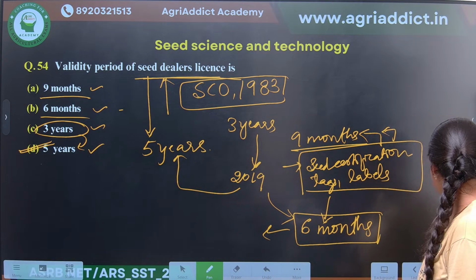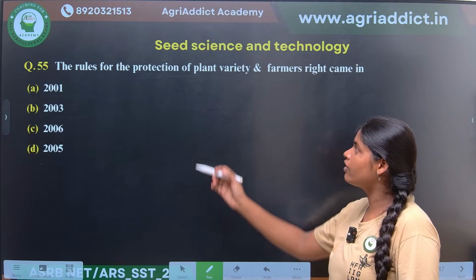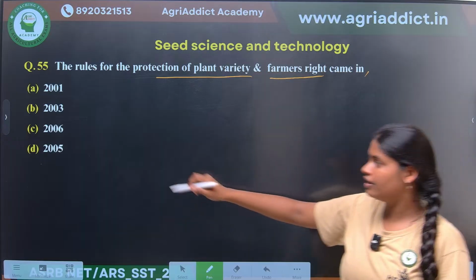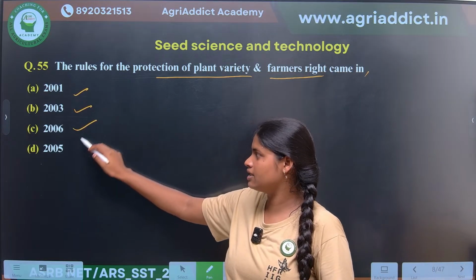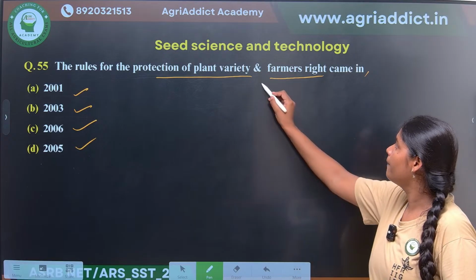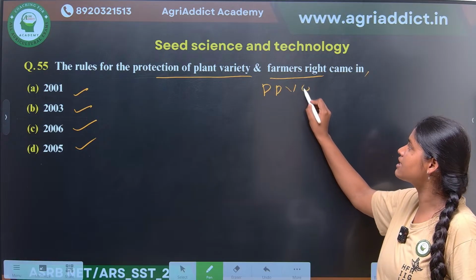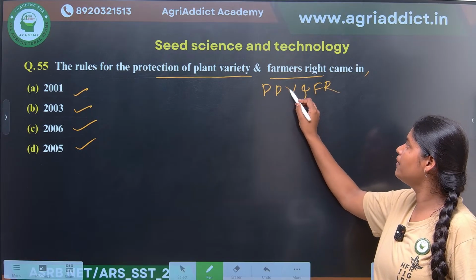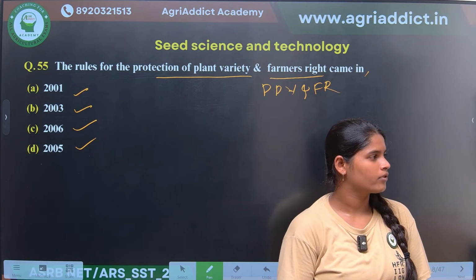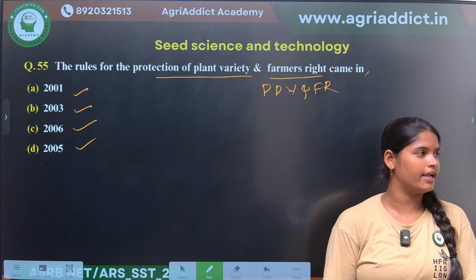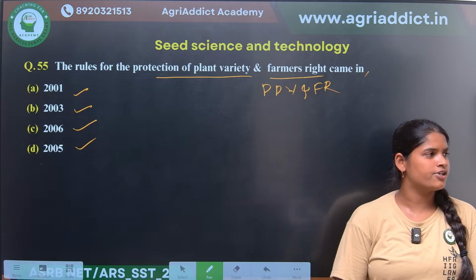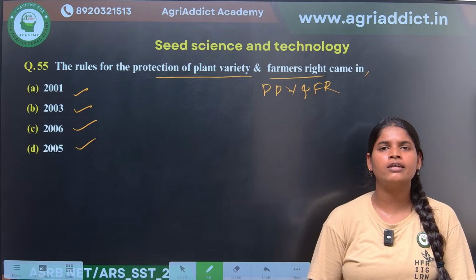Hope you got this. The next question is, rules for protection of plant variety and farmers' rights came in which year? It is 2001, 2003, 2006 and 2005. Options are like this. So tell me rules for the protection of plant variety and farmers' rights, PPV and FR. Yes, Shrikant, right. It can be revised any number of times. Right, Akash, Farooq, 2001, and others.